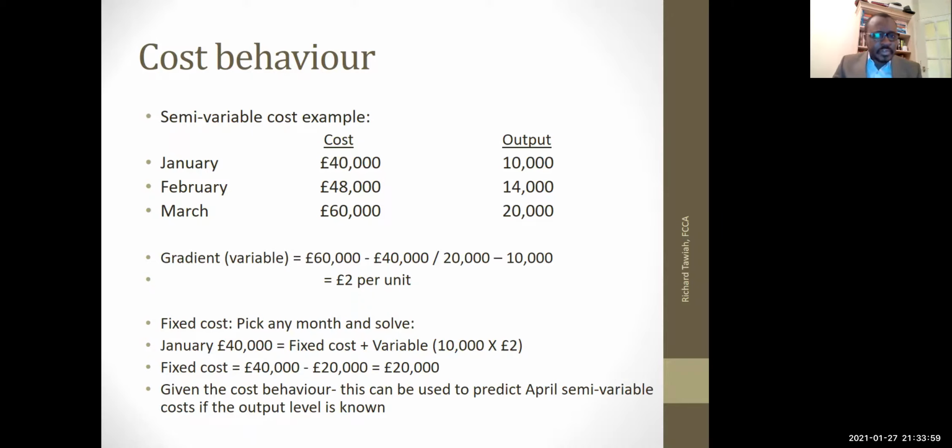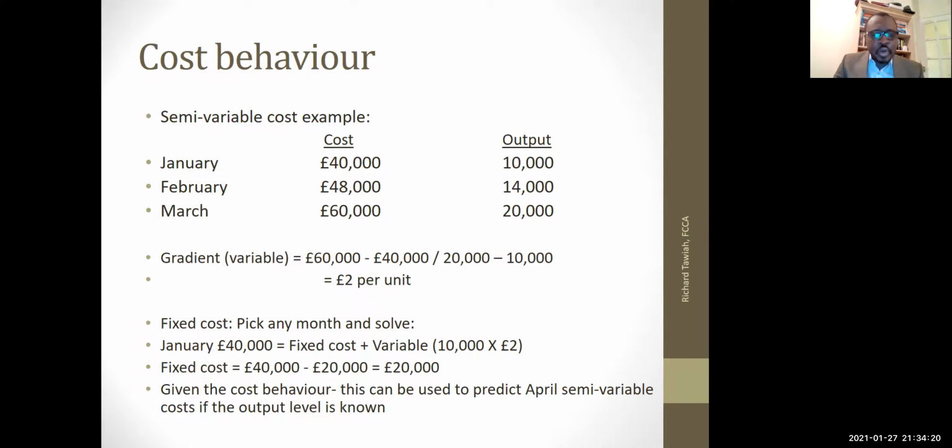All right. It makes a lot of sense. And so you realize that we get a figure of 60 minus 40, 20, and 20 minus 10, 10. So 20 divided by 10, we get 2 pounds per unit. This becomes the variable component. That is the slope, the coefficient, the gradient of the curve.